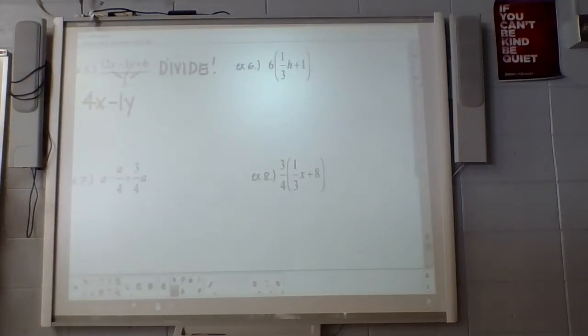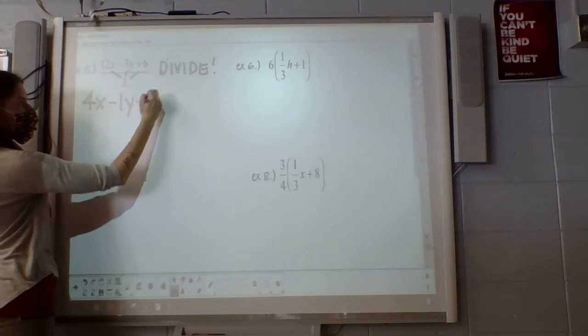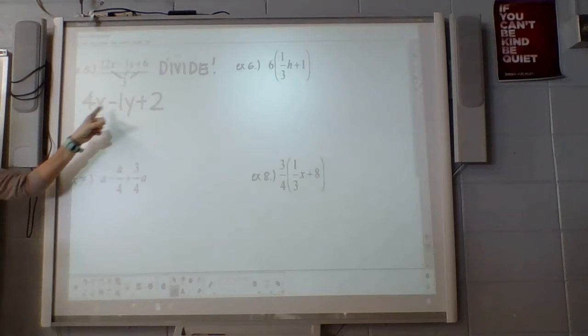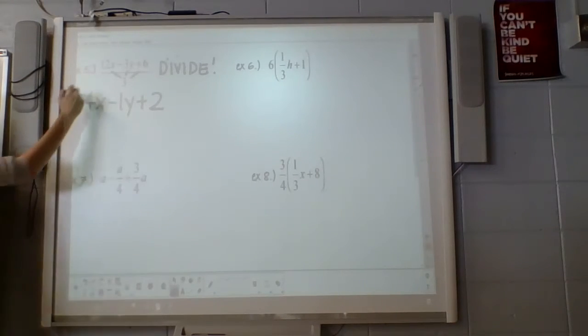So yeah, that's better. And then positive 6 divided by 3 is positive 2. And then we look at this, and none of these are like terms, because these two don't have the same variable, so we just get to stop right here.